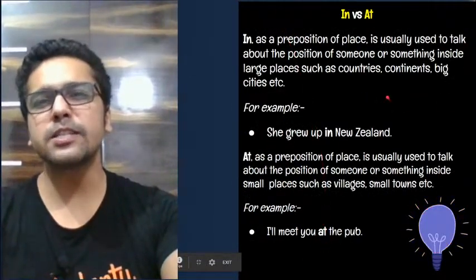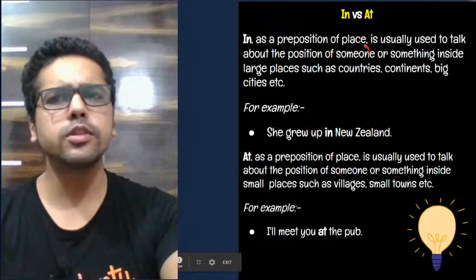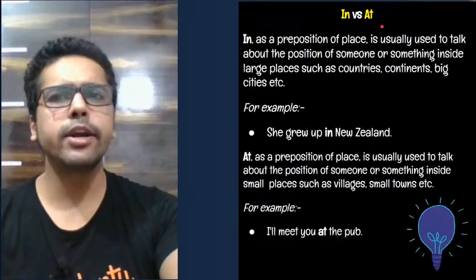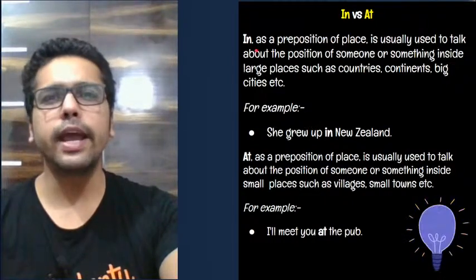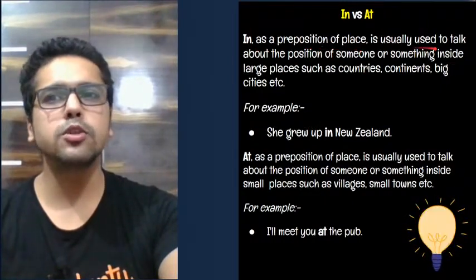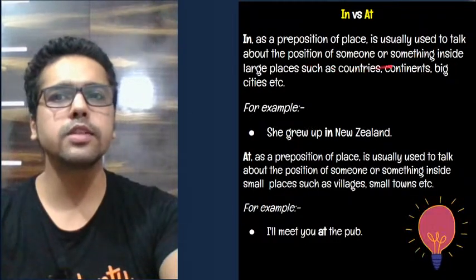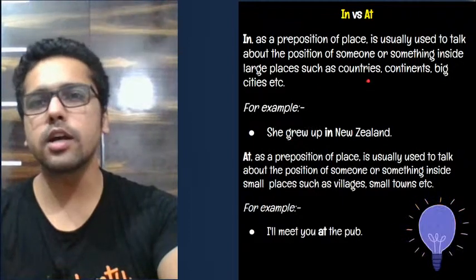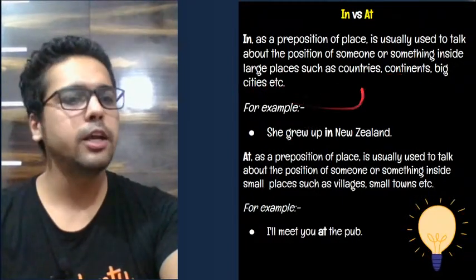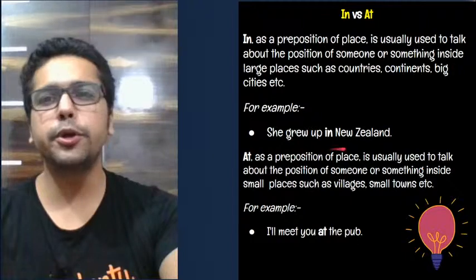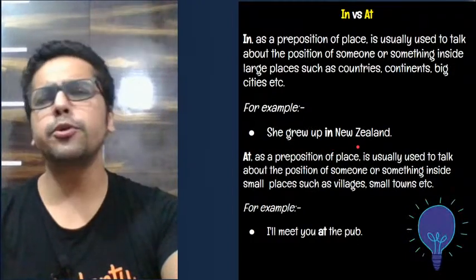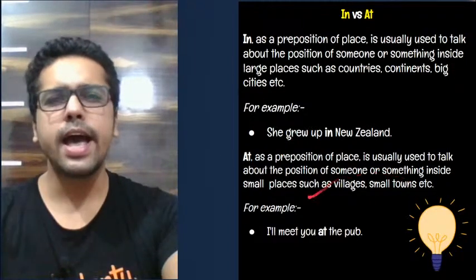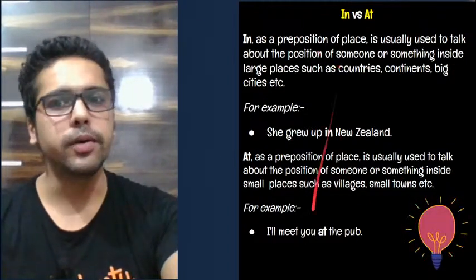Perfect. Let's discuss a very common confusion between in and at, when to use in and when to use at. Look at this here. In is used as a preposition of place. It is usually used to talk about the position of someone or something inside large places. So when there is a large place such as a country, continent, or a big city, use in. For example, she grew up in New Zealand. She grew up in Mumbai, or she grew up in India. These are large places. And when the place is comparatively smaller, use at.